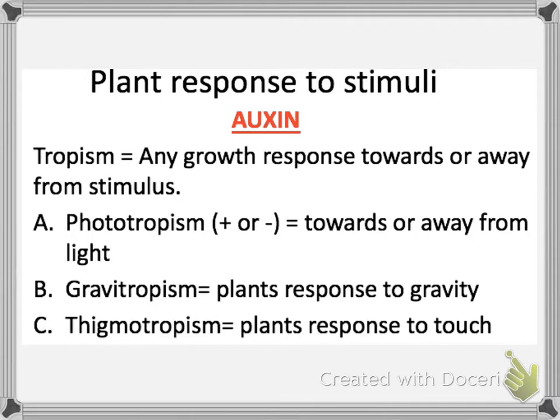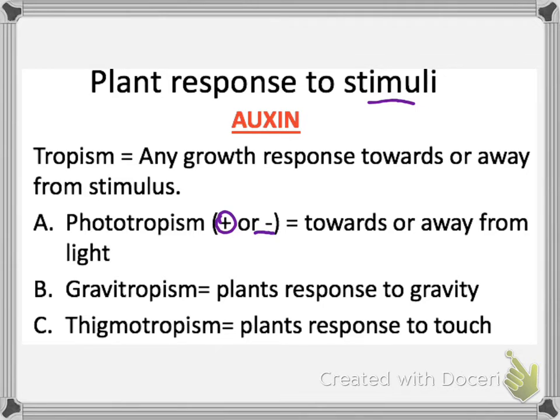So auxin is a plant hormone that helps the plant respond in a variety of ways to different kinds of environmental stimuli. For example, auxin can help with either the movement towards a stimulus, which is going to be positive tropism, or away from the stimulus, which is going to be negative tropism.